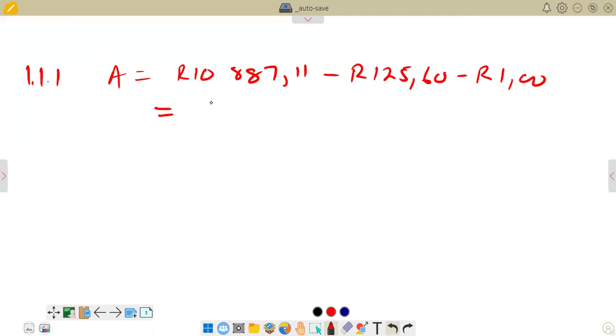Your answer is 10,760.51, which is 10,760 rands 51 cents. So this is the answer that we have for the first part of the question, which is A.